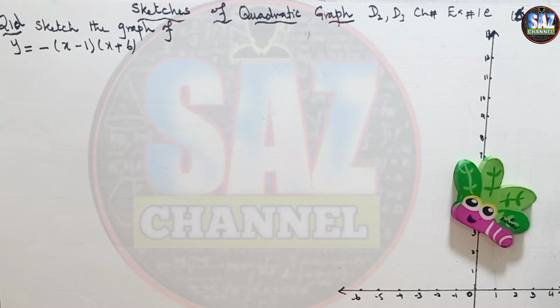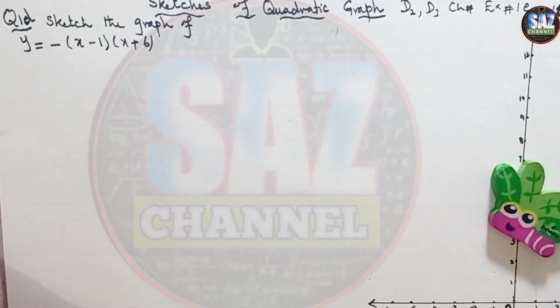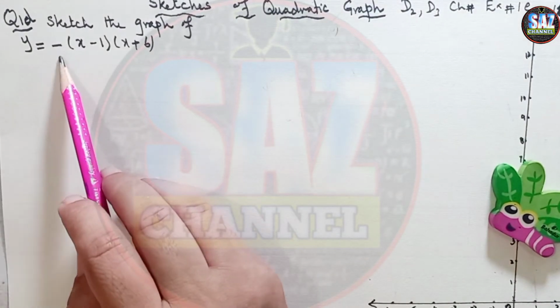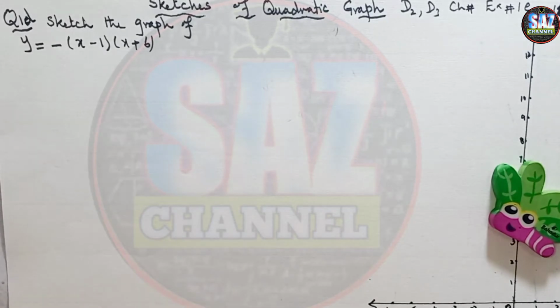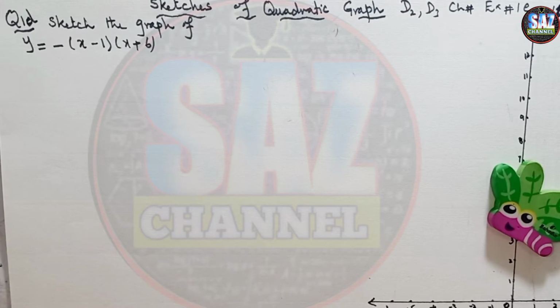In this class we'll be discussing question number 1D part, and the question says that we have to sketch the graph of y equals minus (x minus 1)(x plus 6). Recall my previous lesson, because lessons of mathematics are integrated with each other. If one connection and link is weak, the other lesson will also be weak. And for better understanding of a new lesson, it's really important to have a good grasp of the previous lesson.